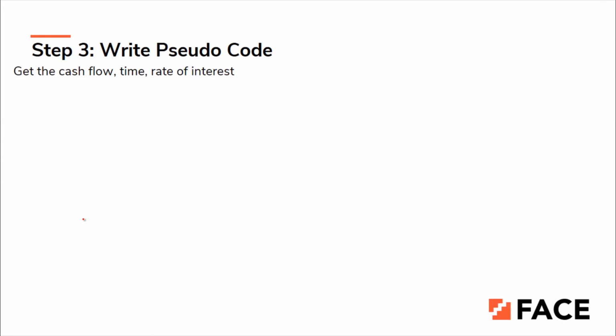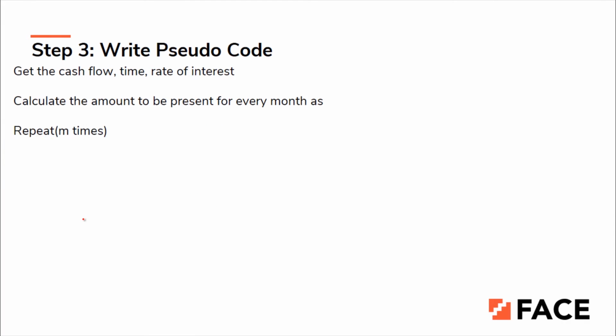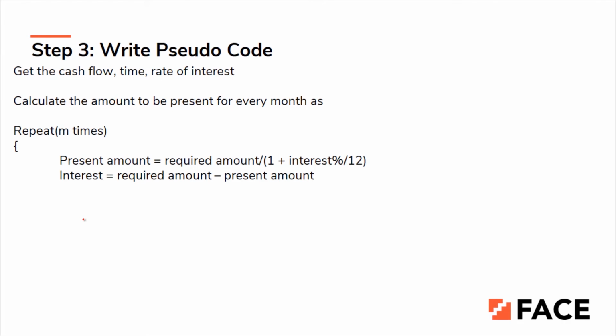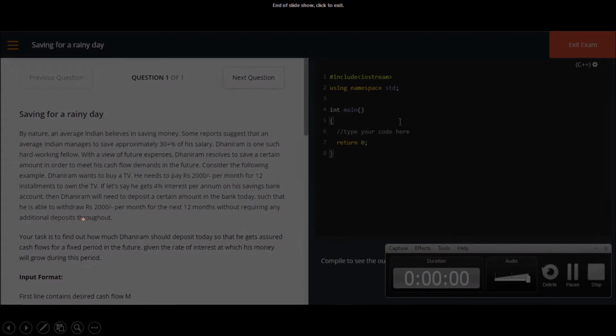So pseudocode is simple. Repeat month times. Present amount is equal to required amount by 1 plus interest percent by 1200. Interest is calculated as required amount minus present amount. And required amount is equal to required amount plus monthly pay. So monthly pay is nothing but the required amount minus interest. That's all about the logic, guys. Now let's try to quickly code the same.